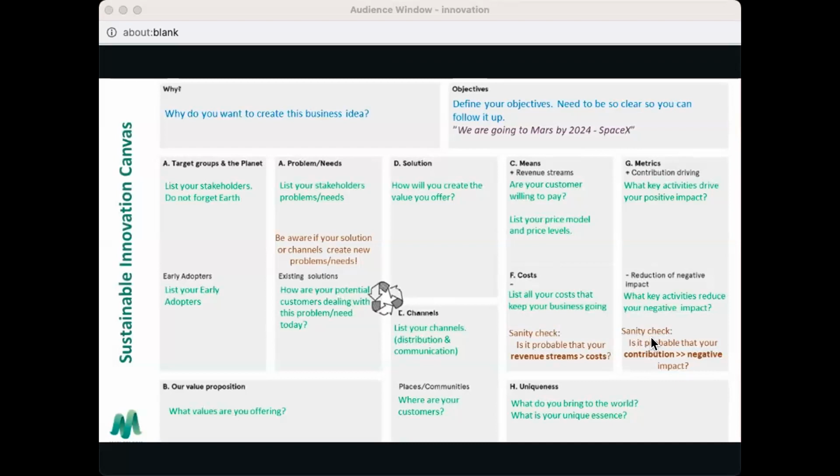Then we talk about the solution itself. Have you noticed that we thought about the problems, our target, our value, our channels, even before we thought about the solution itself, right? How are you going to create this value that you're going to offer? What is the solution? How would you create it? If it's a platform, is it a physical thing? Is it a service? How are you going to create it? What method are you going to use to do all of these things? You have to think about all of these things.